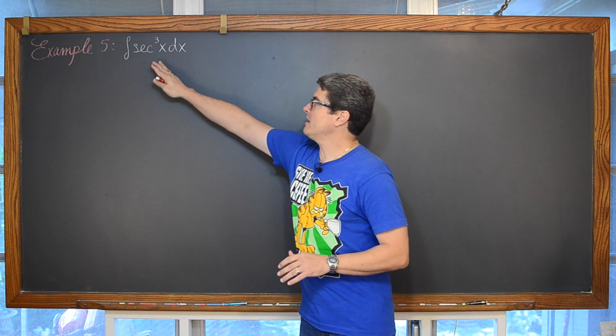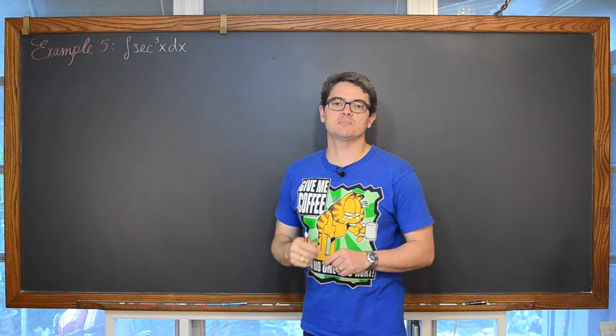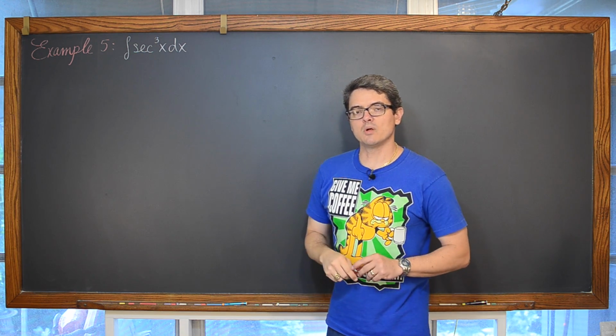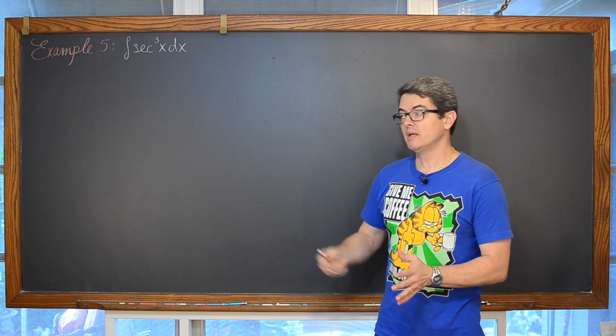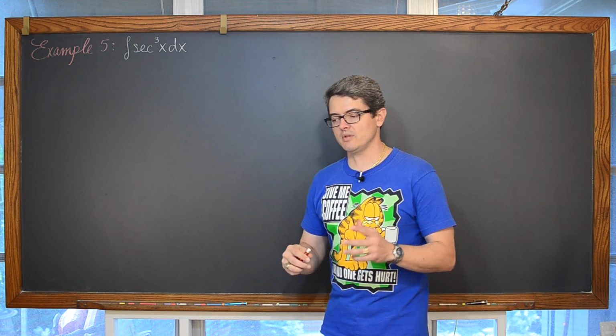If you try and write this as secant squared x times secant of x, and then take your secant squared and write it as 1 plus tangent squared x, you're going to just go in a circle and get right back to where you started from. And we're going to have a little bit of that issue as well going through the integration by parts.